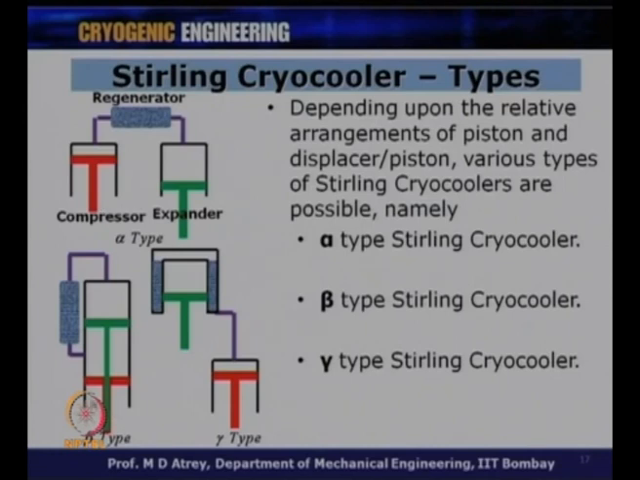Then here we got a beta type. Here the compressor and the expander displacer or a piston is housed in one unit only, while in gamma type there are two different housings here, and this is called as gamma.